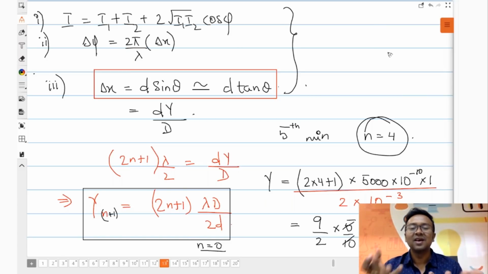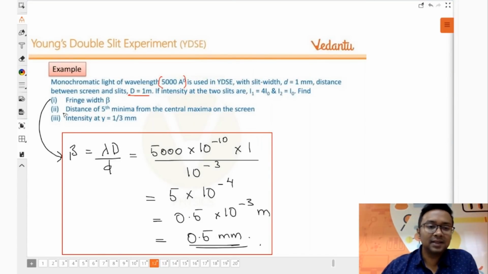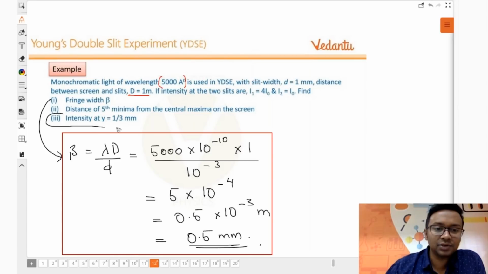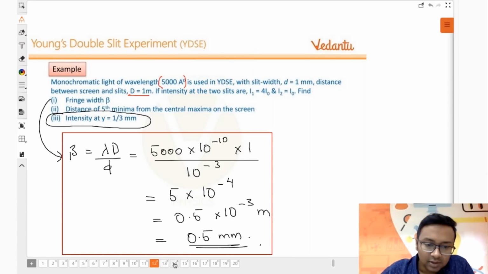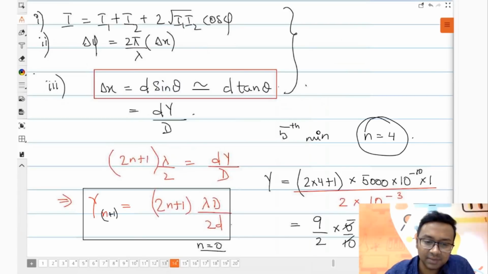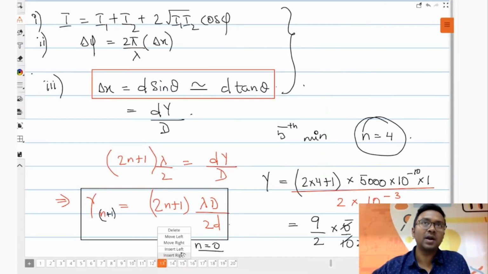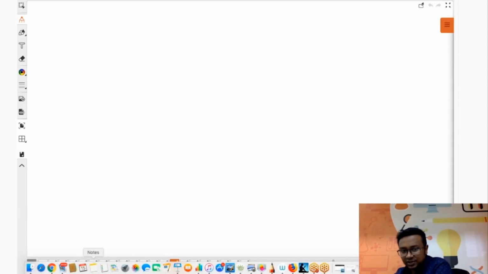So students, this is a very formula based question. Now, importantly, here is one important question. How do we look at these kinds of problems? That is, what is going to be the intensity at y equals 1 divided by 3 millimeter? Let's have a look at this. How do we deal with these questions? Let me just tell you. Excuse me for a second, students, just give me 2 minutes.